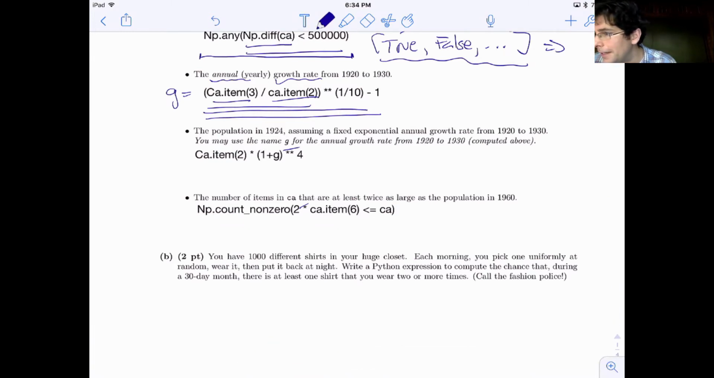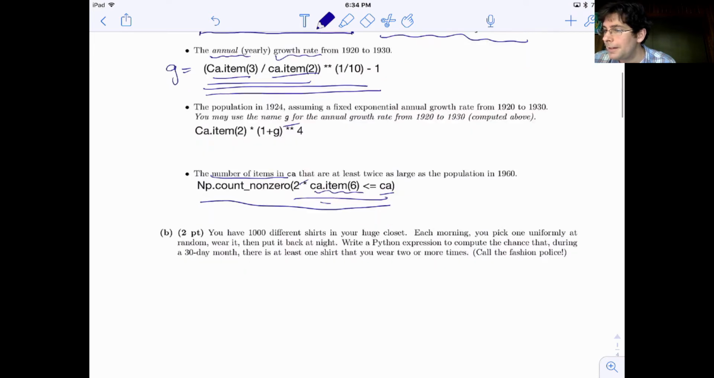There we go. Okay, so what you get here, this is an array, therefore this is an array, but np.countNonZero is one of the kinds of things that takes an array and gives you back a number, the number of items for which this expression is true, which means that are twice as large as the population in 1960, which is here. All right, that's problem 1.